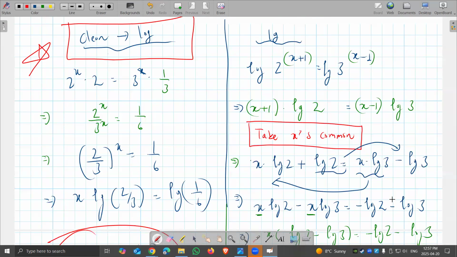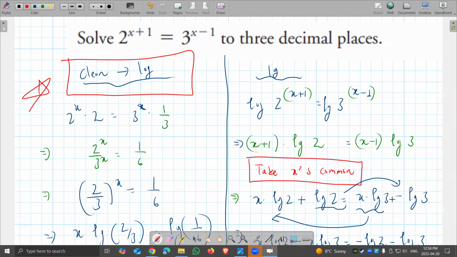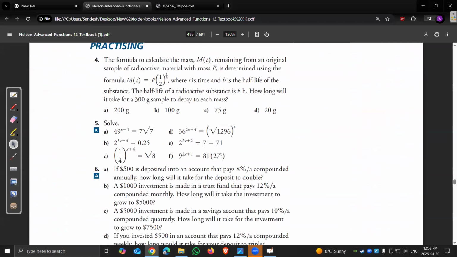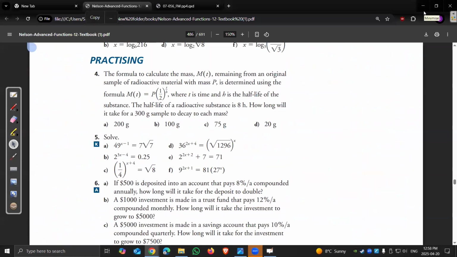And this is an example of a hard exponential equation question. It is going to be harder simply because you can't have the same base on both sides of the equation, and then cancel that base out. So keep that in mind for that type of equation.